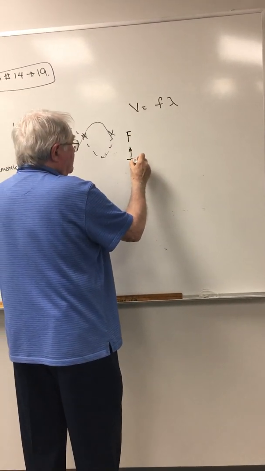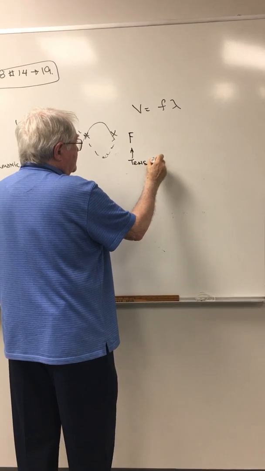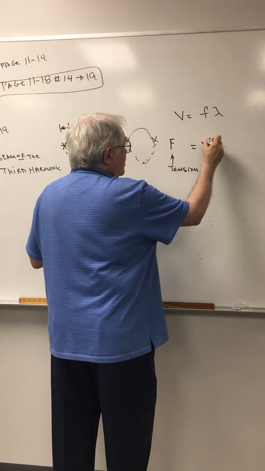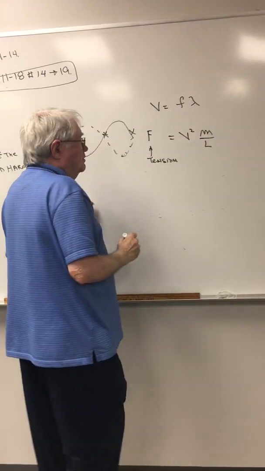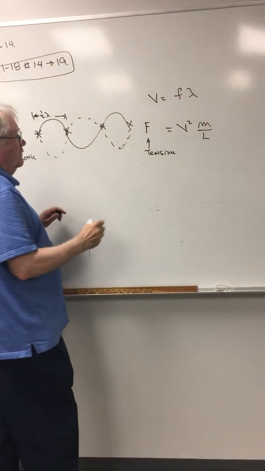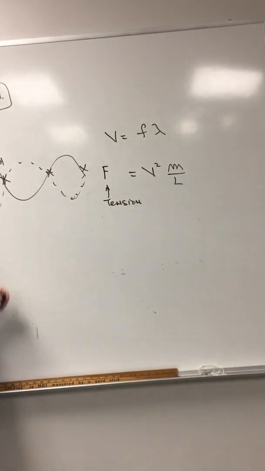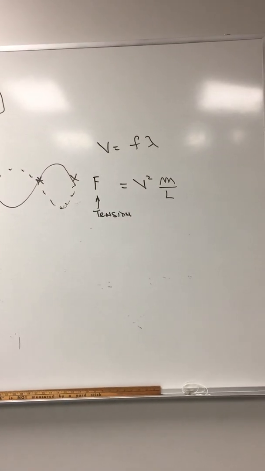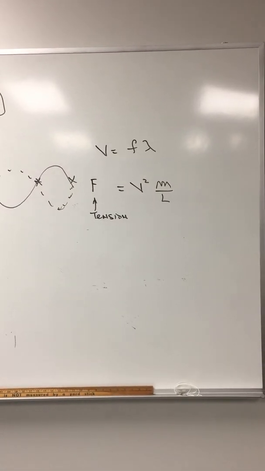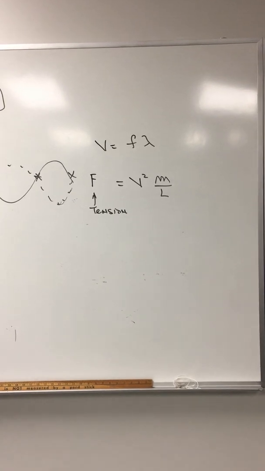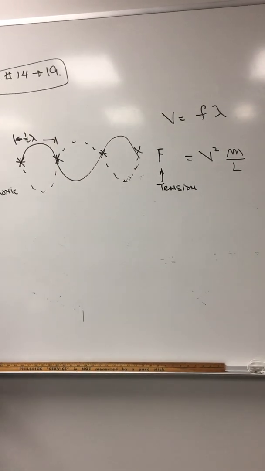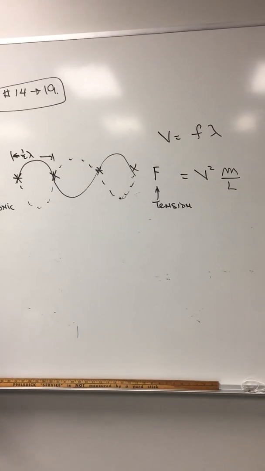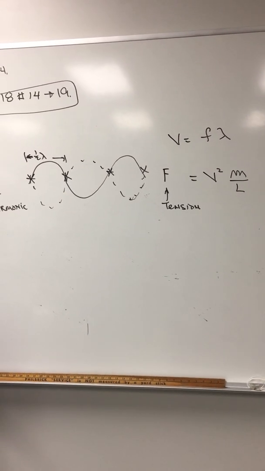in the string is equal to V squared times the mass of the string divided by its length. So F sub t, I usually call it F sub t. F sub t is the tension in the string, is equal to velocity squared times the mass per unit length. And that can be derived, but I don't think you should worry about that unless you decide to take a higher level physics class, and then your teacher will go back and derive that particular equation for you.